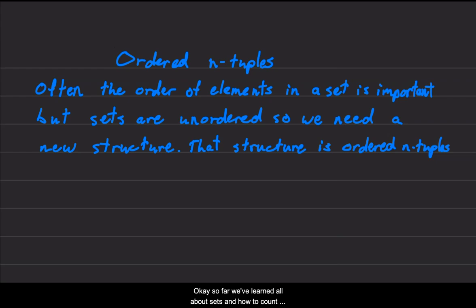Okay, so far we've learned all about sets and how to count them, how to tell what's a subset, and all that. But the concept of a set is somewhat limiting because many times we want the order of the elements in a set to be important, but sets are unordered. So in order to deal with something where it's important to have items in a set ordered, we need a new structure. And that new structure we'll call n-tuples, ordered n-tuples. So we get a new definition.